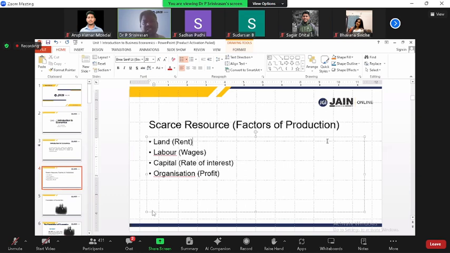Okay. So these are the four factors: land, labor, capital, organization. That's what are scarce resources.